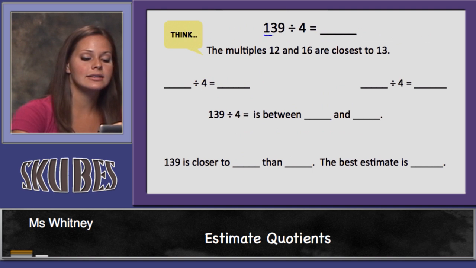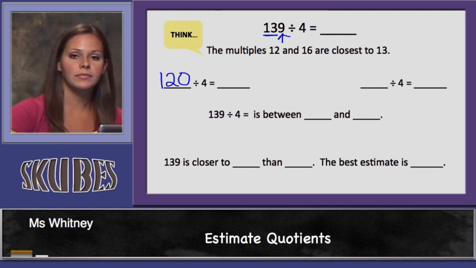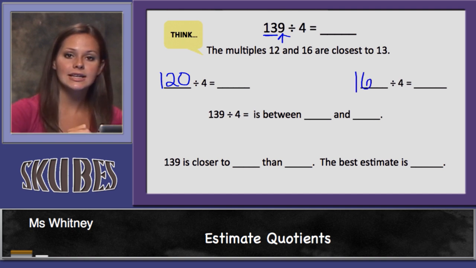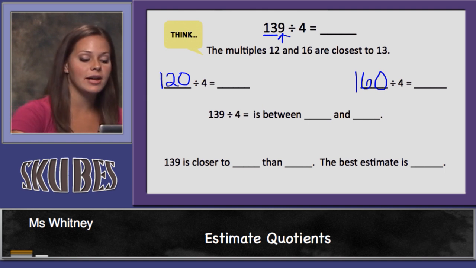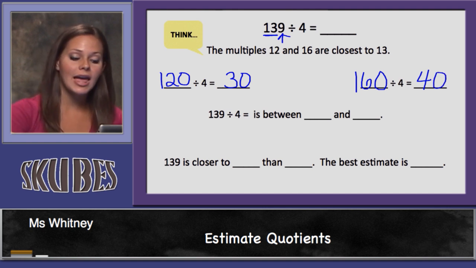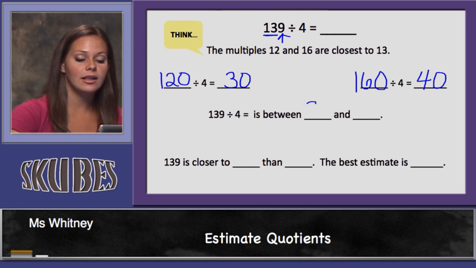Now I'm going to replace my 13 with 12, and my 9 I'll write a 0. And over here, I'm going to replace my 13 with 16, and my 9 will become a 0. Now I'm going to divide. 120 divided by 4, which is 30, and 160 divided by 4, which is 40. So I know that my answer is between 30 and 40.